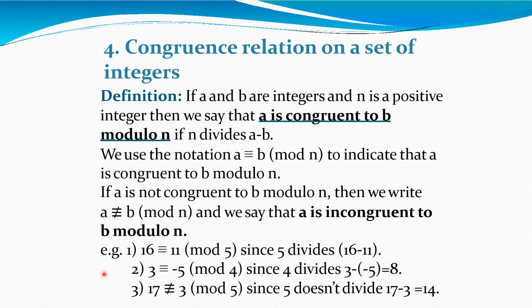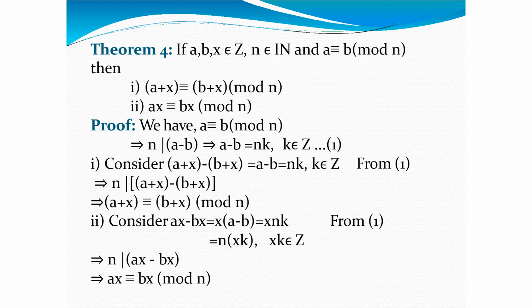In a similar way, 3 is congruent to minus 5 modulo 4 because 4 divides 3 minus minus 5, that is 8. But 17 is not congruent to 3 modulo 5 because 5 does not divide 17 minus 3, that is 14.